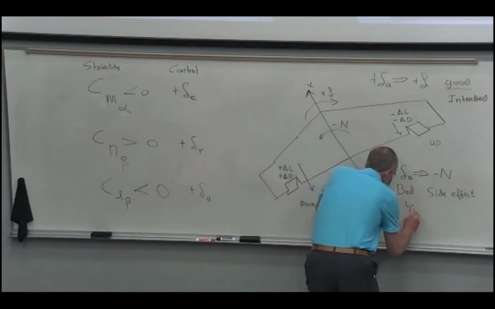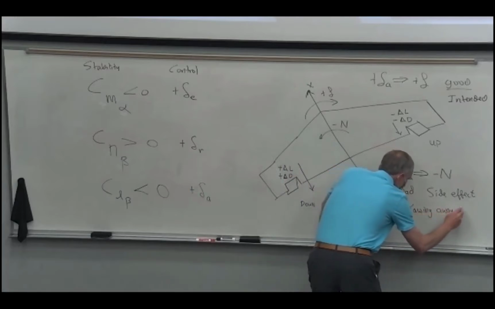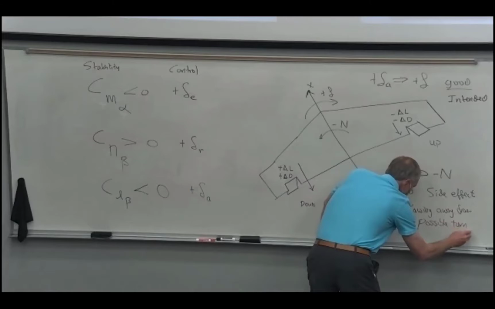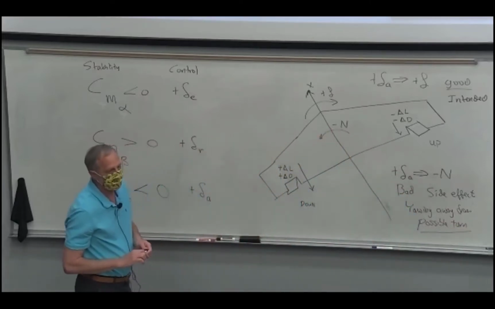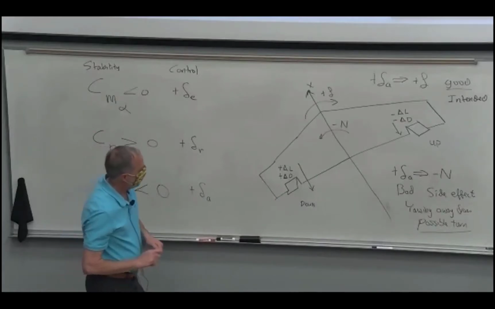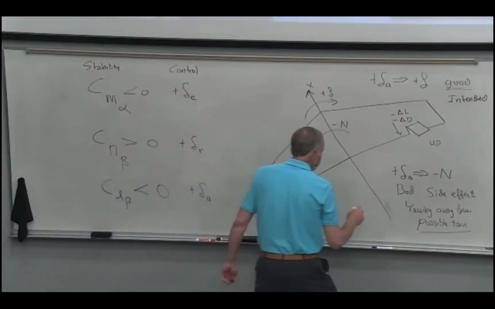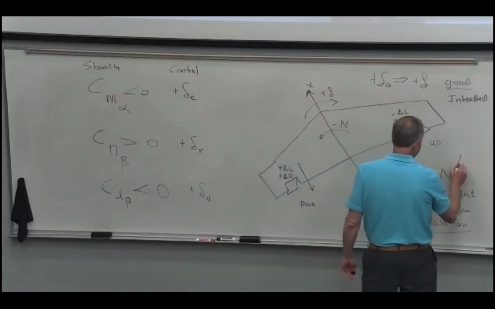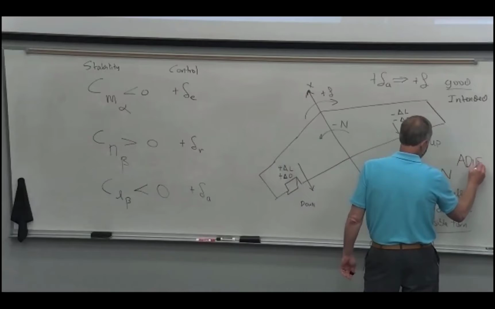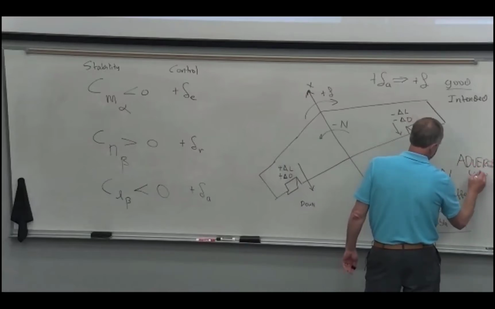We're yawing away from a possible turn. That's not a stability thing, it's just a side effect of the aileron deflection. And it's called adverse yaw. So you could write that down instead of saying bad side effect. People have a fancy name so they sound intelligent. It's adverse yaw.